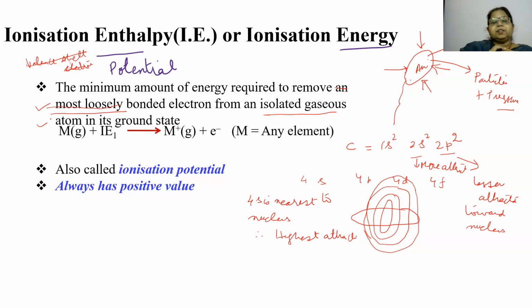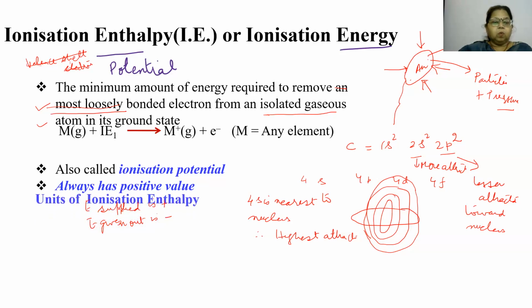Its value is always positive. What does that mean? It means that you always have to supply energy. The electron wants to be inside the atom, but you want it to come out. So therefore, it will always have a positive value. Energy supplied, that's a thermodynamic convention, that energy supplied is positive and energy given out is negative, right? So that's its importance.